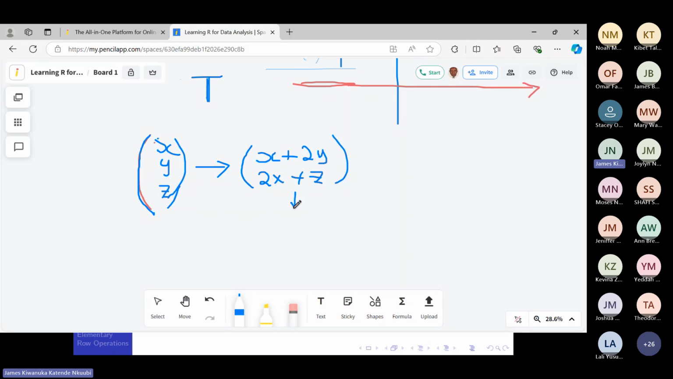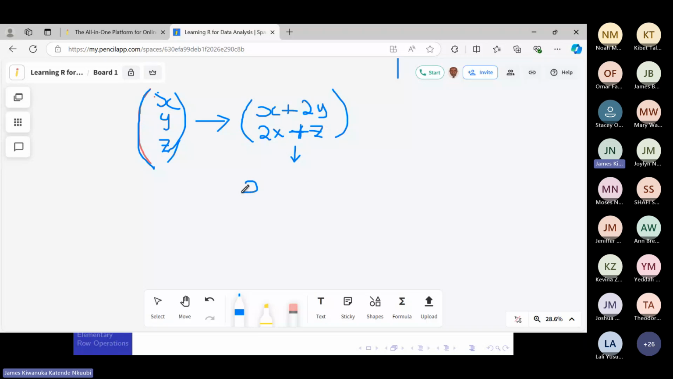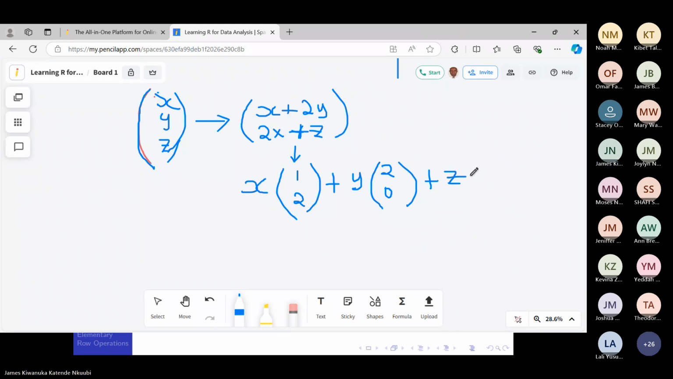This vector on this side, because these are the images, all the images look like this. So you figure out, how do I write them in general? You can write them in general as a linear combination like this. First of all, pick X. X has coordinate 1 in the first slot and coordinate 2 in the second slot. Y has coordinate 2 here, and it has coordinate 0 in the second slot. Then plus Z has coordinate 0 in the first slot, and coordinate 1 in the second slot. So any element in the image can be written as a linear combination of these three vectors.